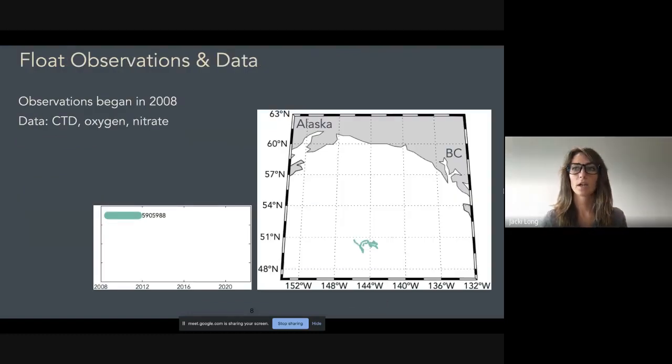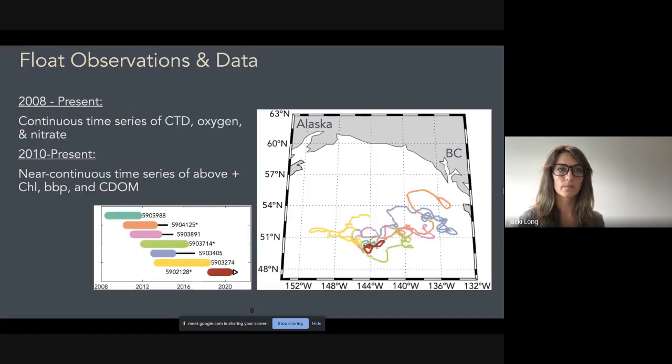The biogeochemical profiling float observations I'll be talking about are from this region near Ocean Station Papa, the Northeastern Pacific. Most of these floats were deployed through a collaboration between MBARI, Monterey Bay Aquarium Research Institute, where I am, and the University of Washington. The first float was deployed in 2008, shown here. It carried the standard CTD Argo instrument and with an addition of an oxygen and nitrate sensor.